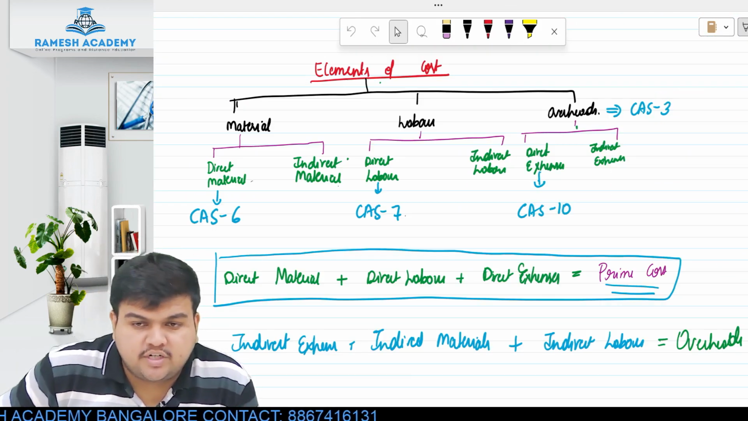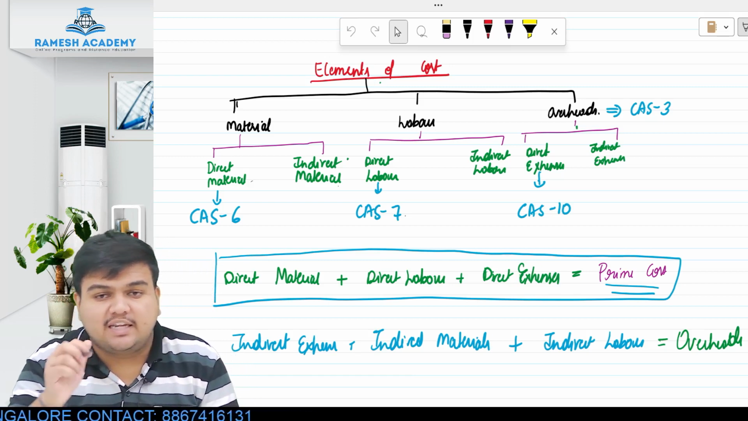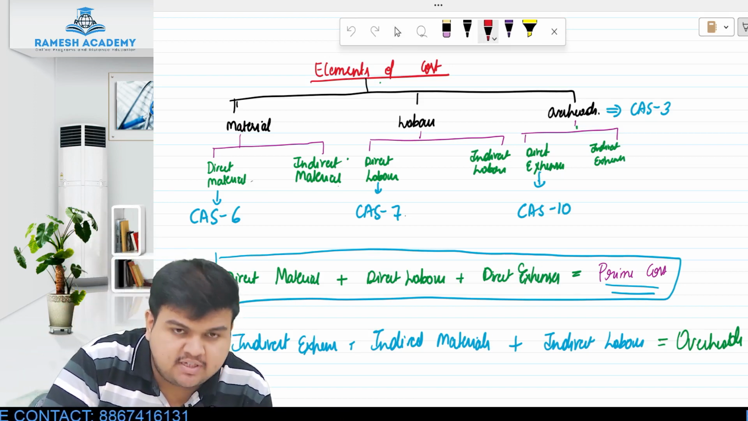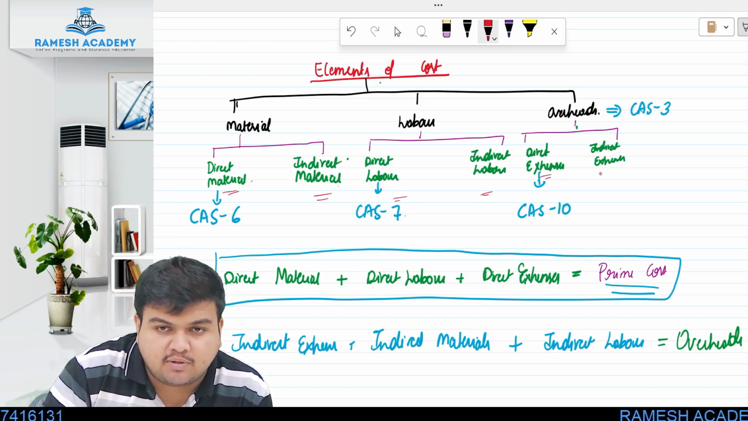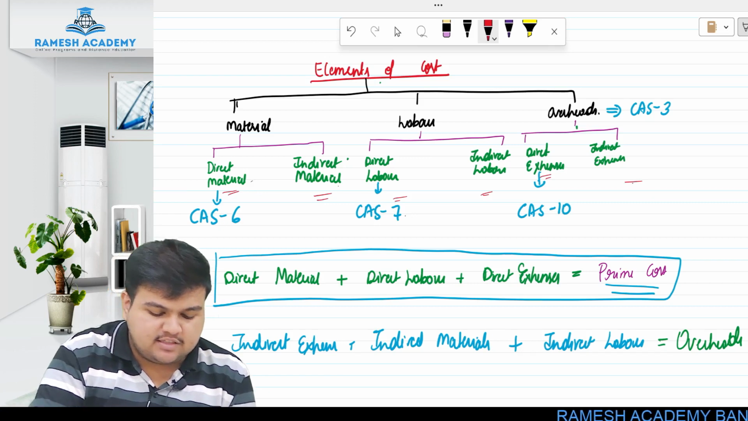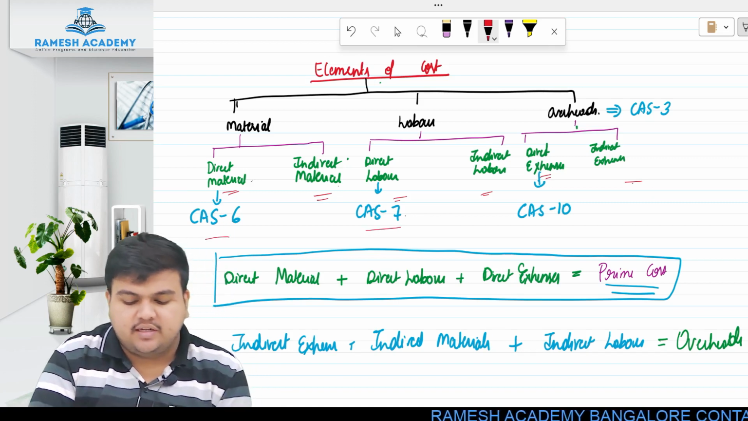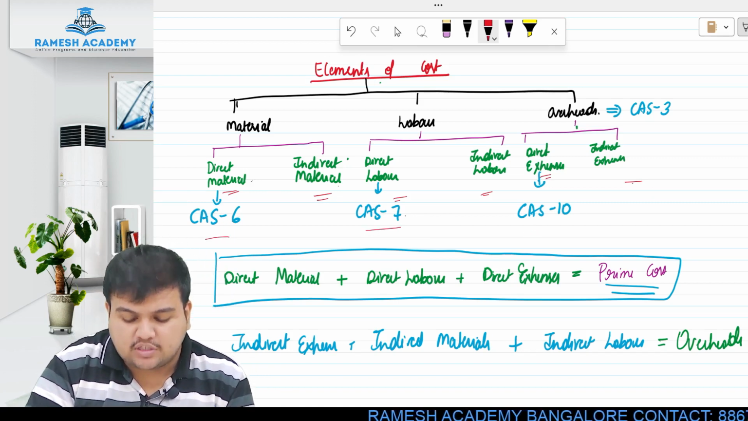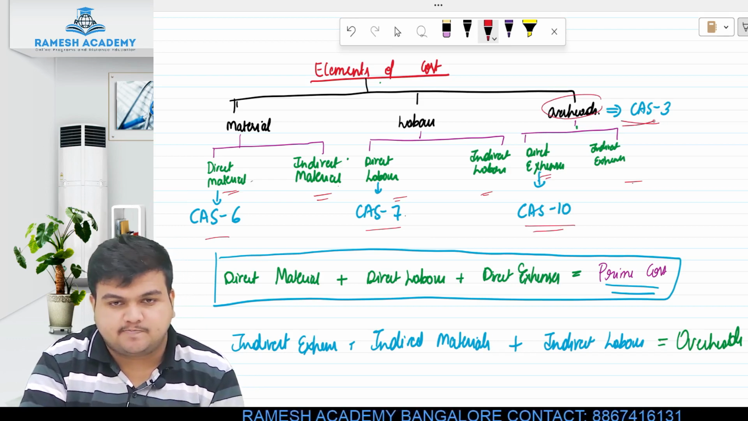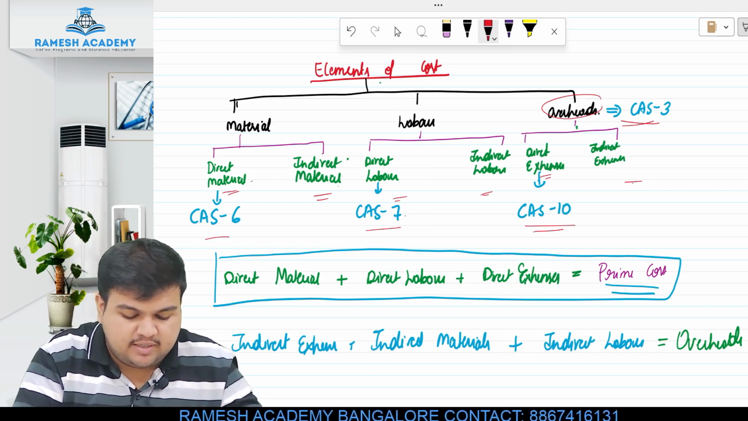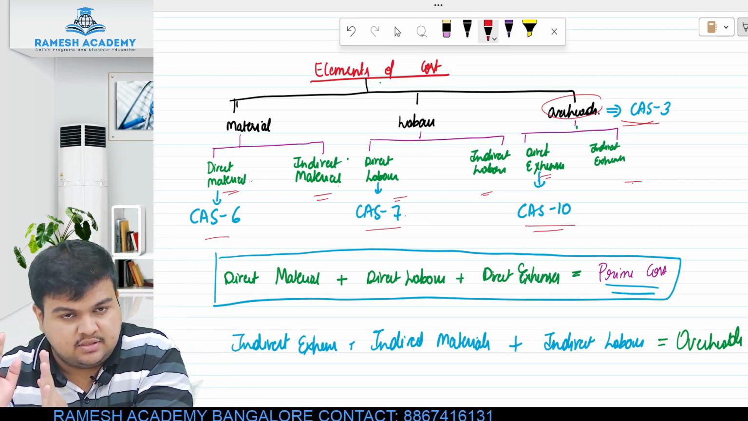Now coming to the third unit, the elements of cost. The elements of cost are divided into three: material, labor, and overheads. Each is divided into direct material, indirect material, direct labor, indirect labor, direct expenses, and indirect expenses. Direct material is governed by Cost Accounting Standard number 6, direct labor by Cost Accounting Standard number 7, direct expenses by Cost Accounting Standard number 10, and overheads by Cost Accounting Standard number 3. These are the elements of cost. Each cost unit has material, labor expenses, and overhead expenses.